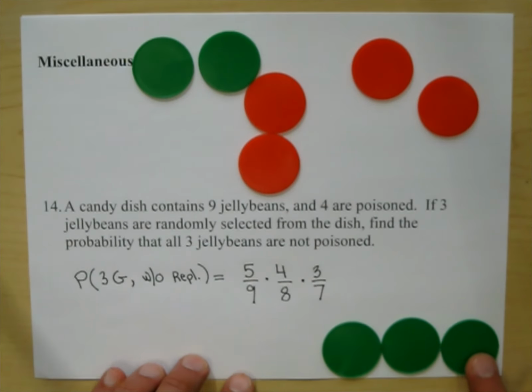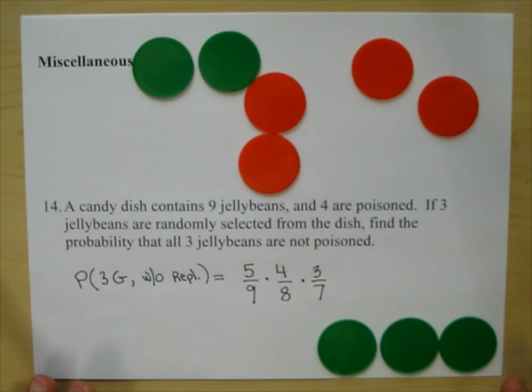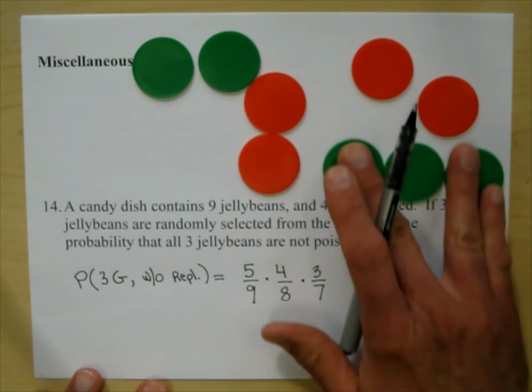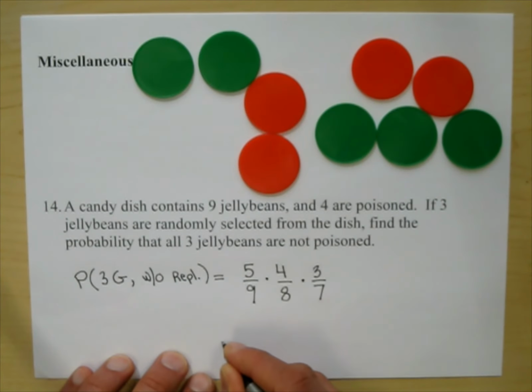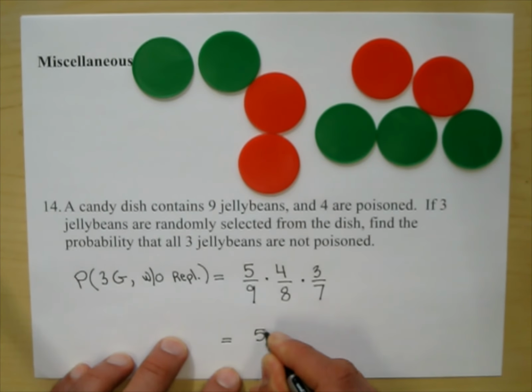So that's what I want. And if I pull out a poison one and then eat it, then I'm going to die. So this is really my probability of living if I want to grab 3 jelly beans from that dish and eat them. Okay, let's put those back in the dish. We'll have our canceling party after I write this down again.